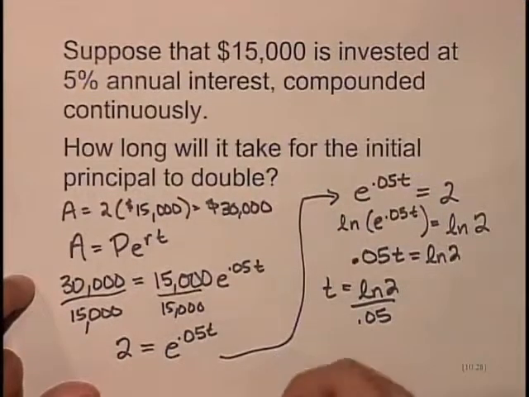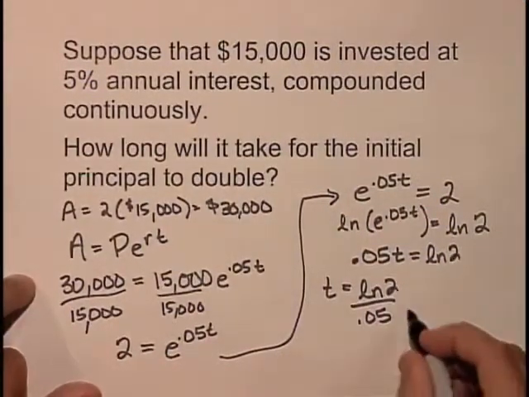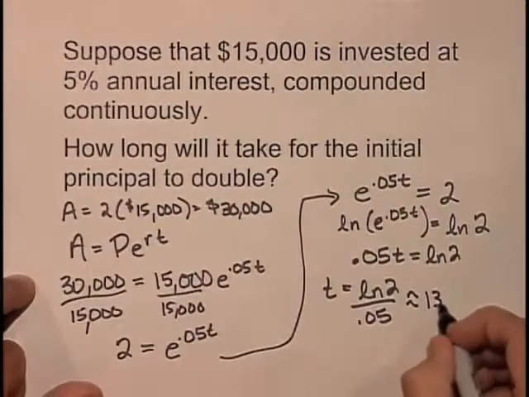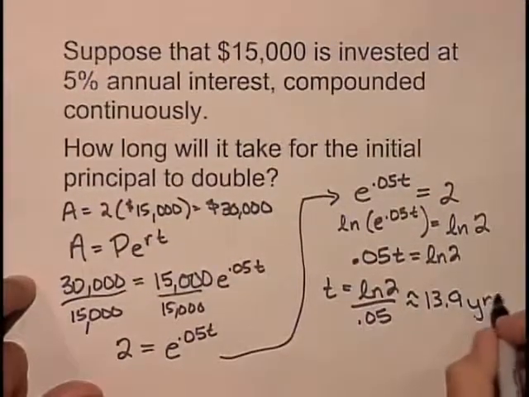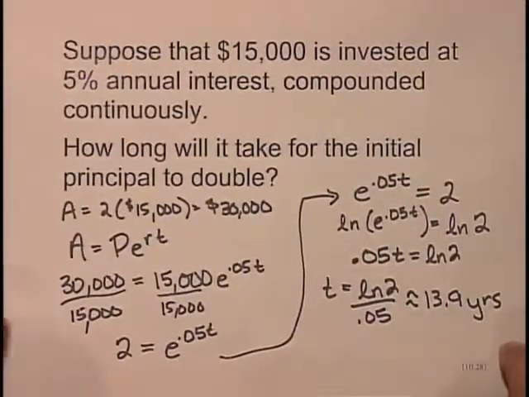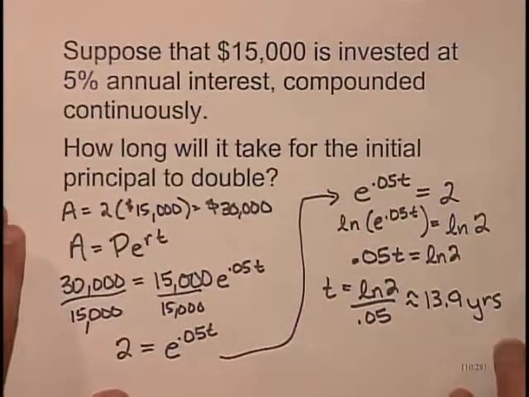When we go to the calculator and do the ln of 2 divided by 0.05, we get approximately 13.9. And that was measured in years. So the amount of time for the amount of money in the account to double would be about 13.9 years.